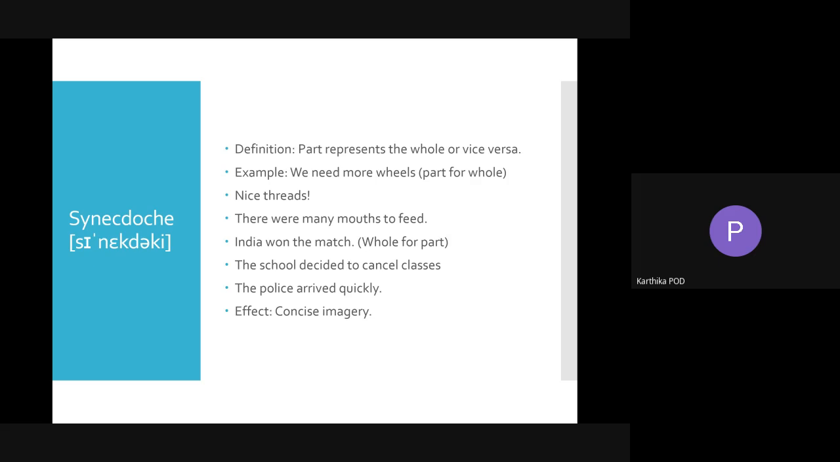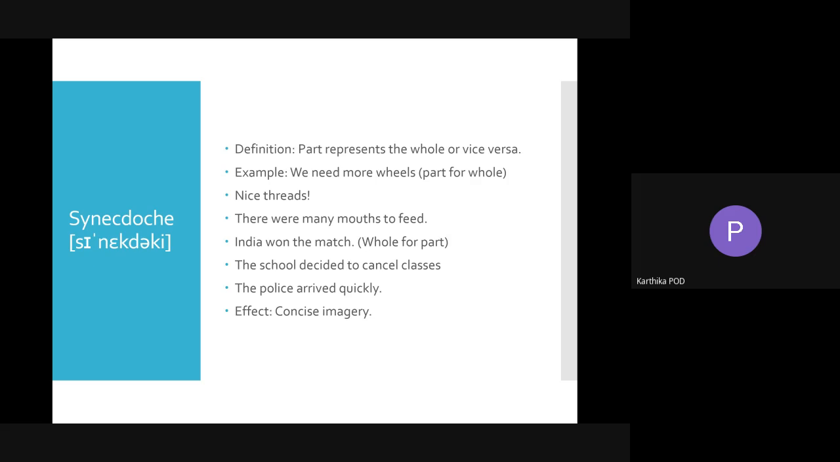When someone looks at your clothes and says nice threads, it means nice clothes, because cloth is made up of threads. And here, when they say threads, they're actually referring to clothes, because thread is a part of the cloth; cloth is formed by threads.